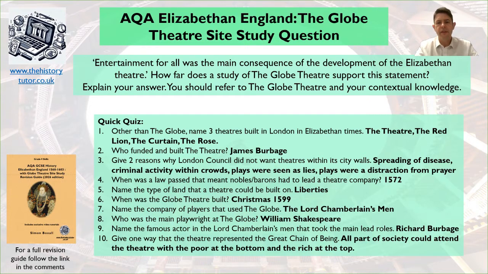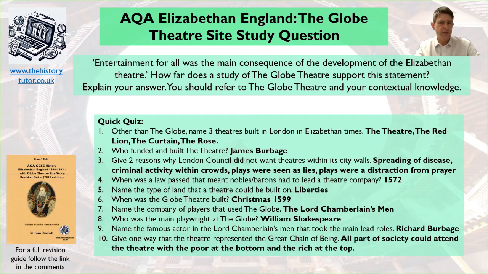Who funded and built the Theatre? James Burbage, and obviously he's important in the story of the Globe Theatre as well. So give 2 reasons why London Council did not want theatres in their city. Well, lots of reasons, from disease spreading, and obviously the theatres were closed in the early 1590s due to lots of disease. Criminal activity too, so in large crowds, people could be pickpocketing or other things of a criminal nature.